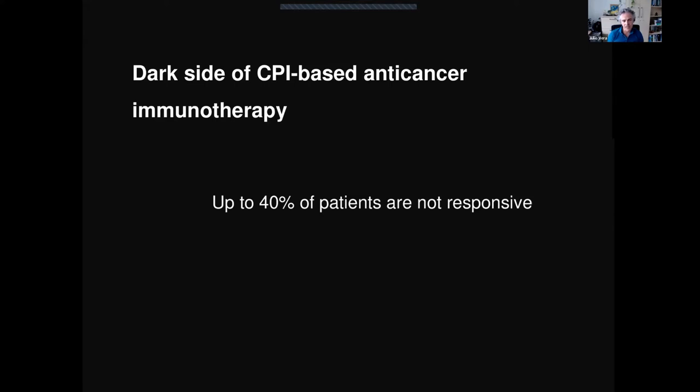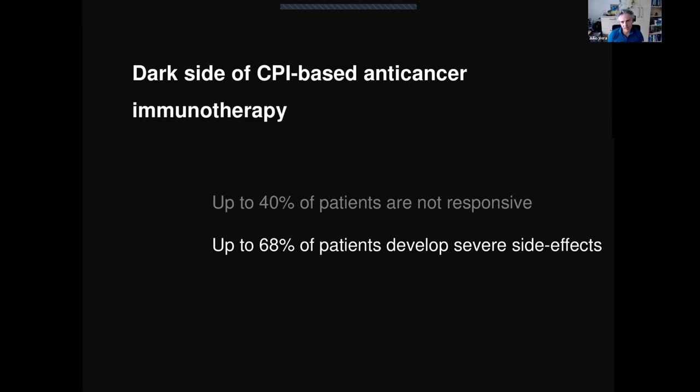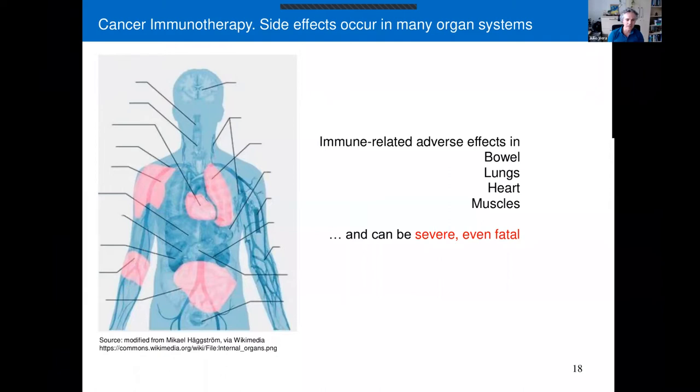And that is that still around 40% of the patients in melanoma are not responding to the therapy. So we still have many patients that are not benefiting from this. But also, even when they benefit, a large fraction of the patients suffer from some types of side effects. In most of the cases, we are talking about immune-related adverse effects. So we have autoimmune-like reactions to the therapy that happen in the bowel, in the lungs, in the heart, in some muscles. And very often these side effects are severe or can even be fatal.